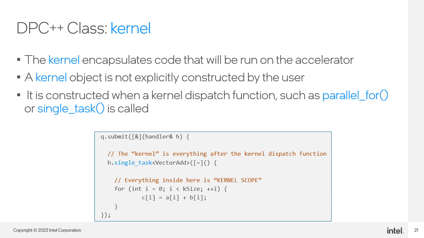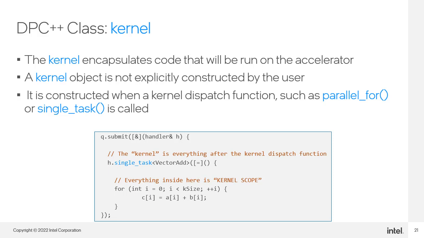The kernel encapsulates the code that will be implemented on the accelerator. Although the user does not explicitly construct the kernel object, when a kernel dispatch function is called, the kernel is constructed. The dispatch calls for kernels are the parallel_for and the single_task. Using any of these functions constructs the kernel. In the example code shown, the kernel dispatch call is initiated by using the single_task function.